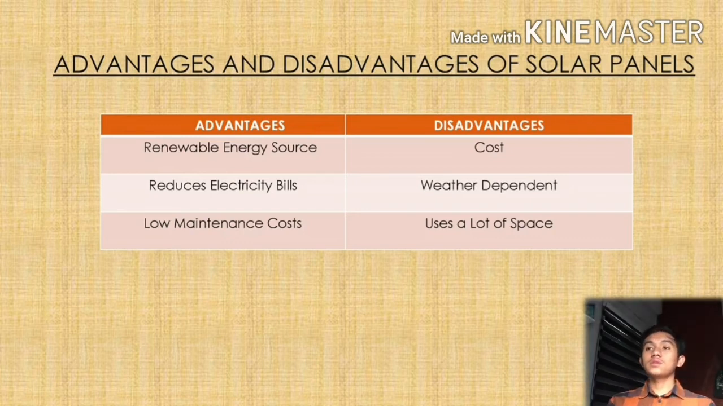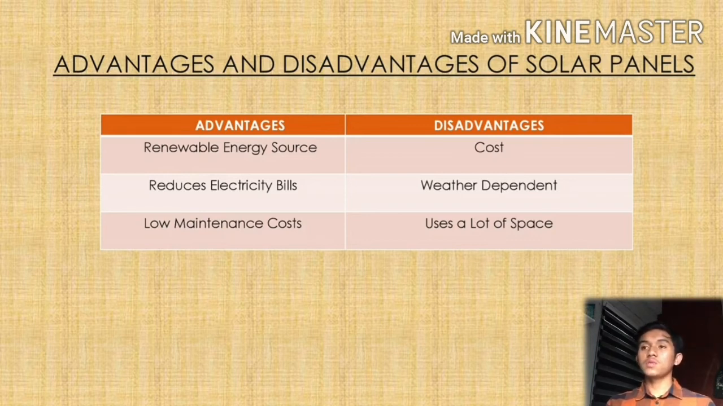Okay, now the disadvantages. The first one is cost. The cost is higher because of the variety of materials. The materials to make a solar panel are silicon wafer and cadmium telluride. So this is the reason why it has a high cost to make a solar panel.